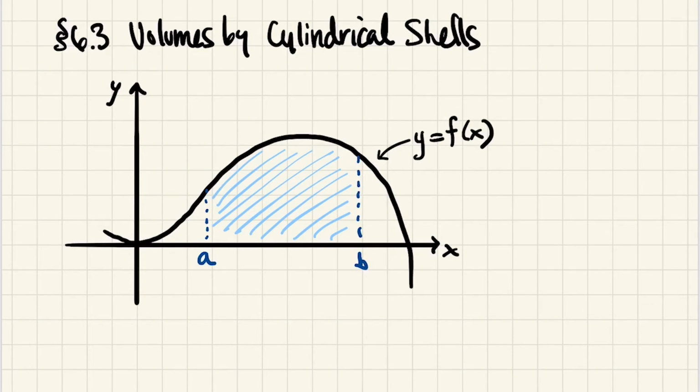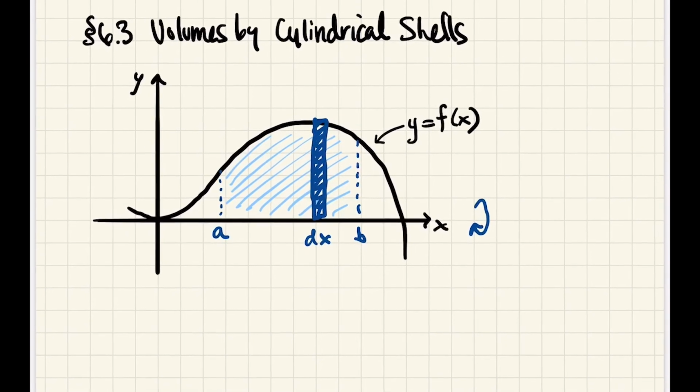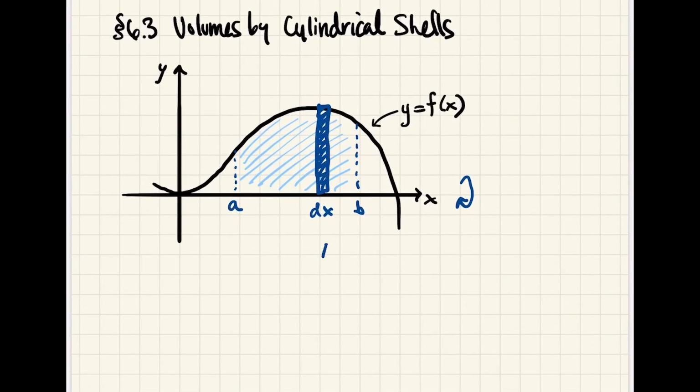Now, if we were to choose to revolve this around the x-axis, well, no problem. It's very easy to see that we would integrate this guy with respect to x, integrating from a to b, and revolving those rectangles around the x-axis would produce a disk. And we could then use the disk method to find the volume. However, what if we were actually interested in the solid that emerges by rotating this region about the y-axis?